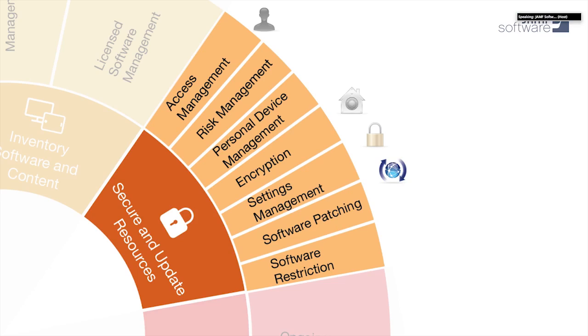Software patching. We can integrate with Apple's software update server. So you can determine on your own schedule when users get delta updates to the operating system. 10.10.4 just came out. If you weren't ready to deploy that to all of your users, you could choose the schedule and the timetable in which you decide to deploy that out.